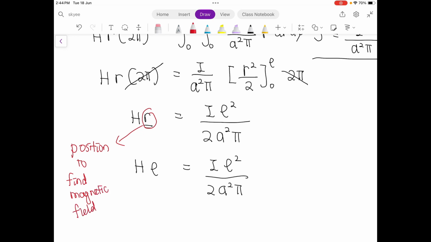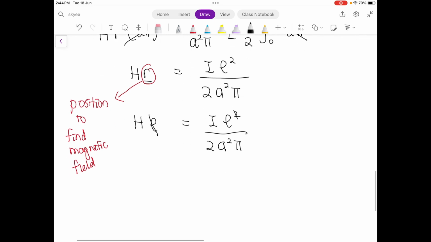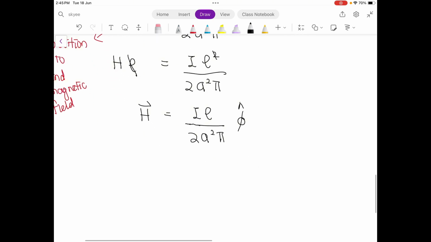So you can cancel this one with this. The magnetic field will be I rho over 2 A squared pi, in the phi direction. This is the magnetic field when rho is less than A.